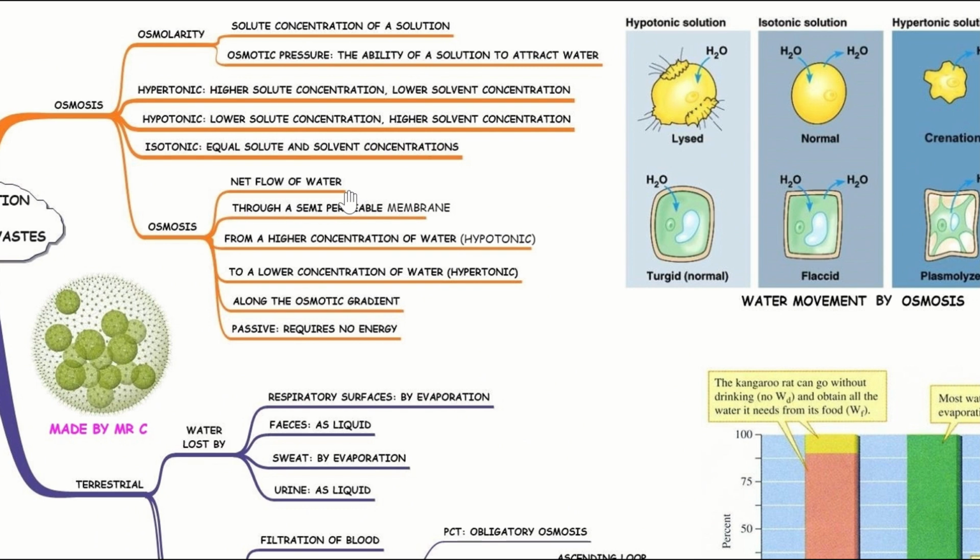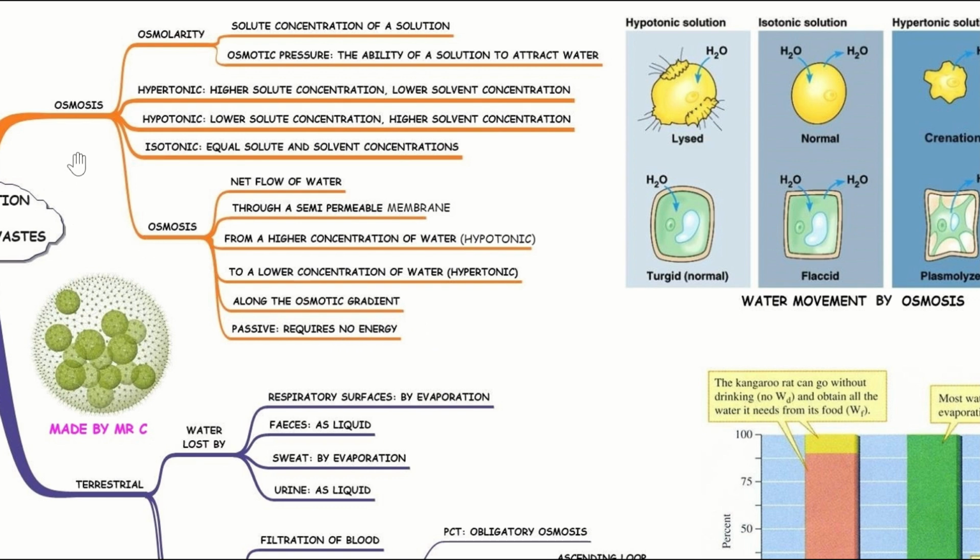So osmosis is the net flow of water through a semi-permeable membrane from a higher concentration of water, which we call hypotonic, to a lower concentration of water, which we call hypertonic, along the osmotic gradient, which is the concentration gradient for water, and it's passive in that it requires no energy.